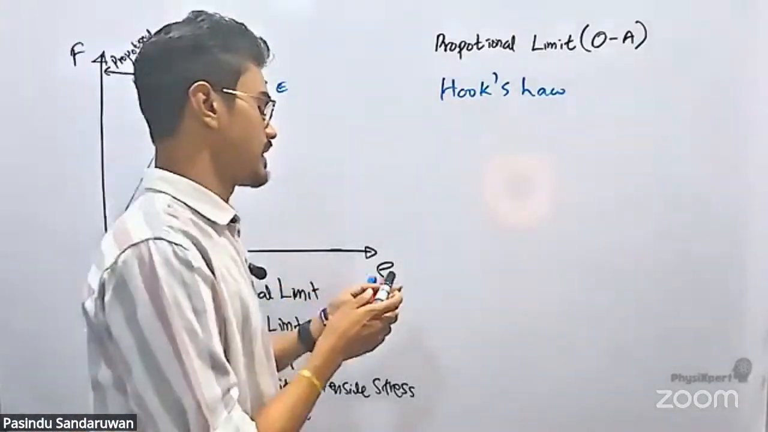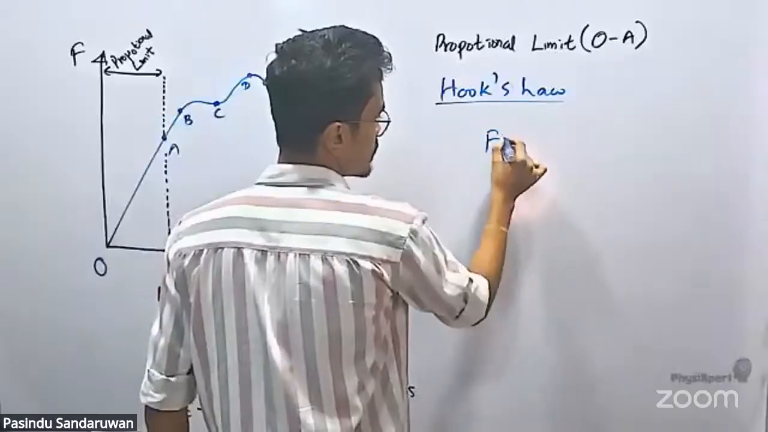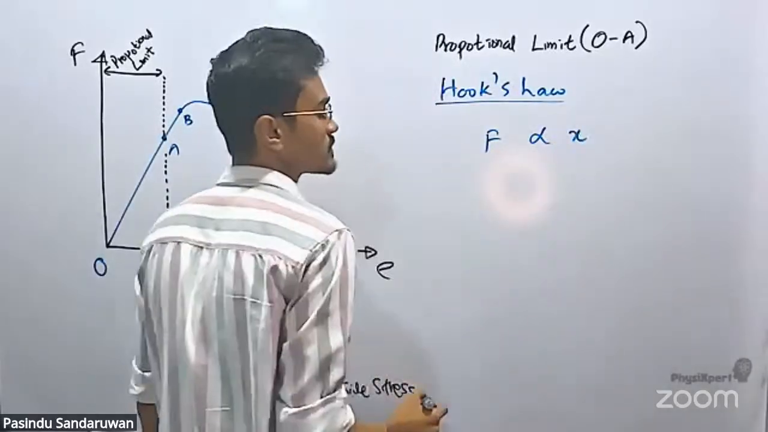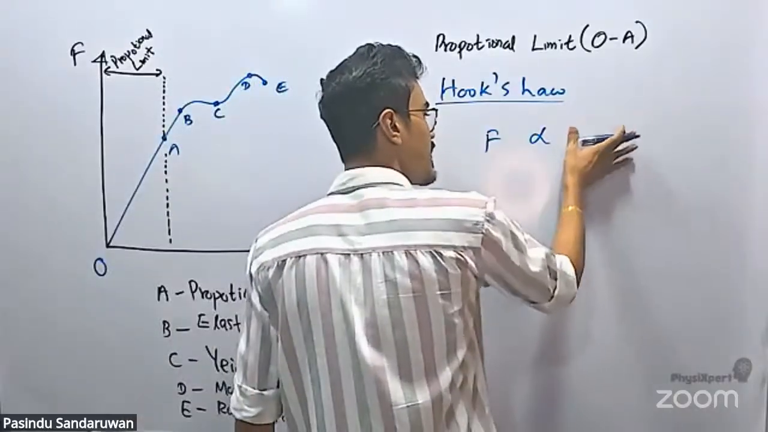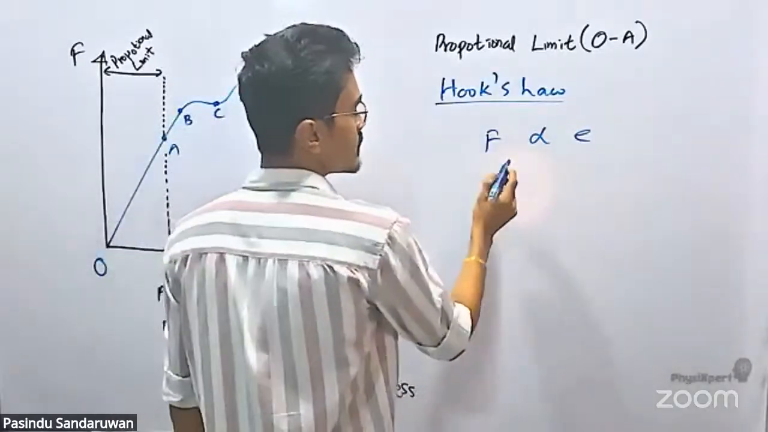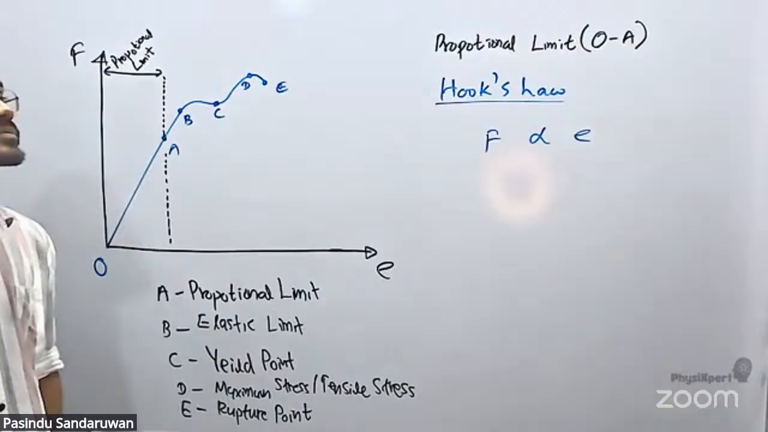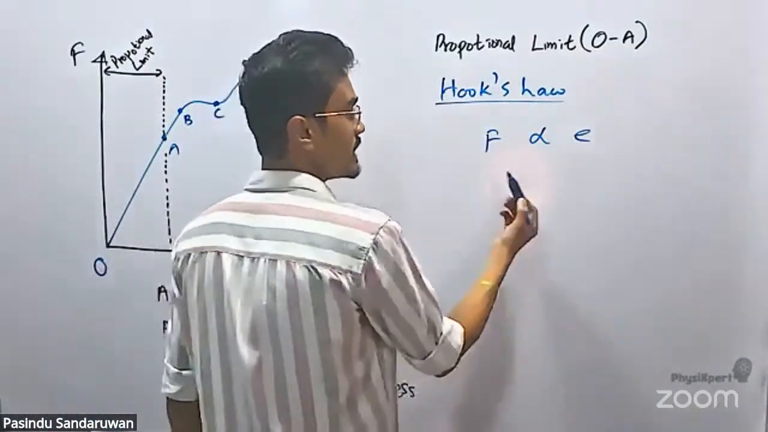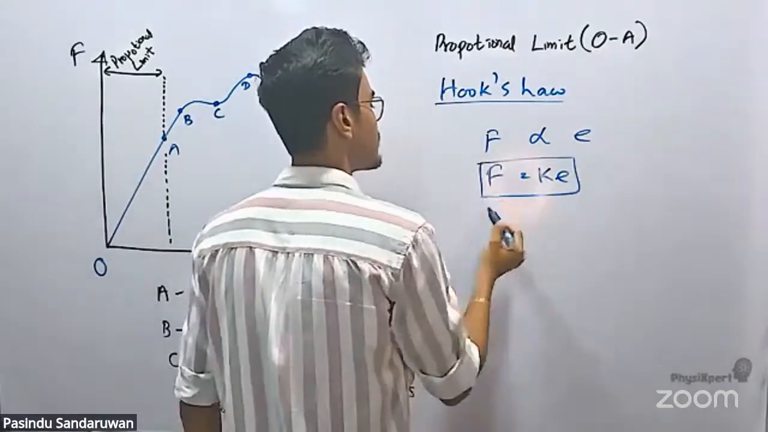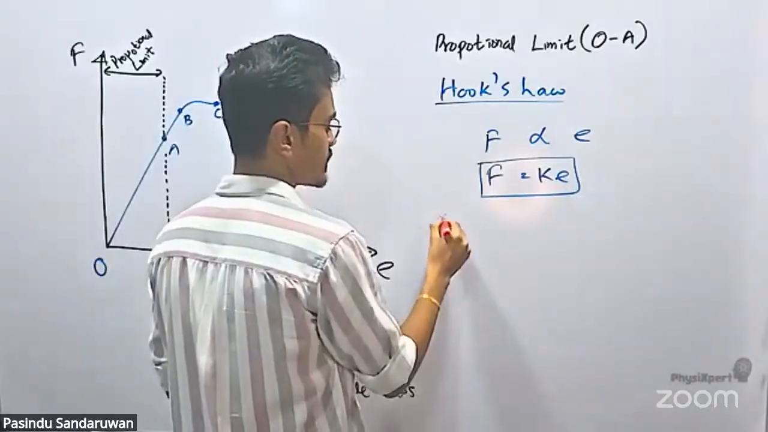Right, let's quickly recall what Hooke's law is. Okay, write down Hooke's law. F proportional to X. So we can write this same as E because X and E are same, no extensions. F proportional to E. Write it down. This is called Hooke's law. And the equation that comes from Hooke's law is F equals KE, or you can also write this as F equals KX. Okay, write down Hooke's law in red.